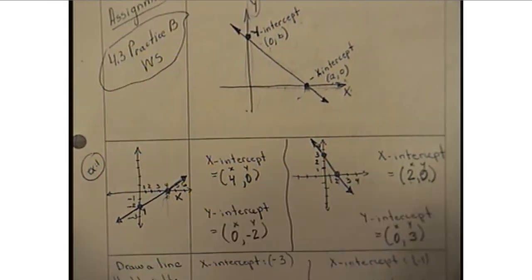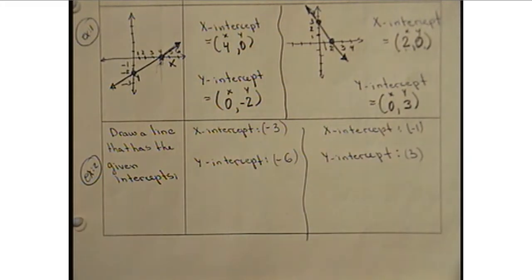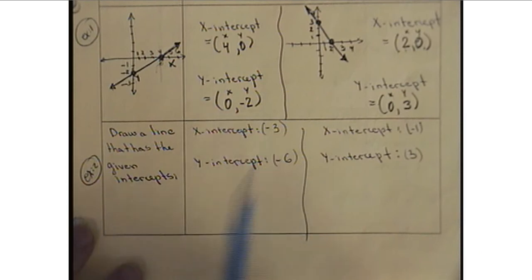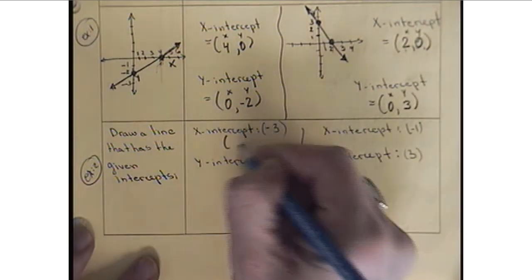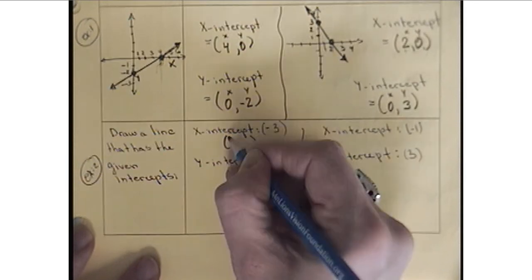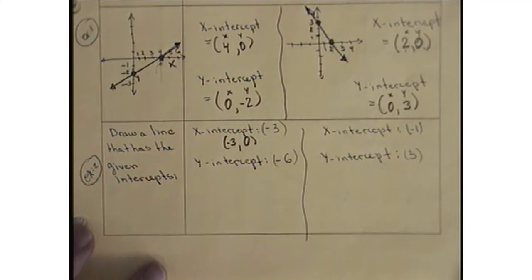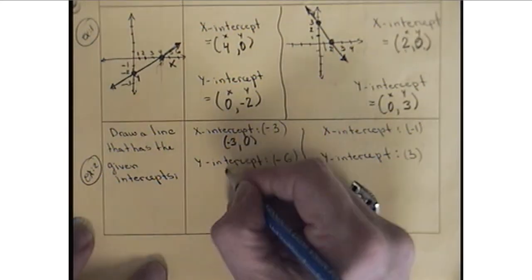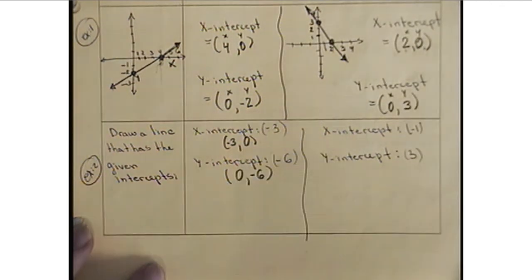The next example that I'm going to talk about is this one. It says draw a line that has given intercepts. We have a given x-intercept of -3 and y-intercept of -6. Sometimes you will be given the intercepts as one number, but this definitely tells you that the x-intercept is -3 here, so y is 0. If this one says the y-intercept is -6, then -6 will be here for y and x will be 0.